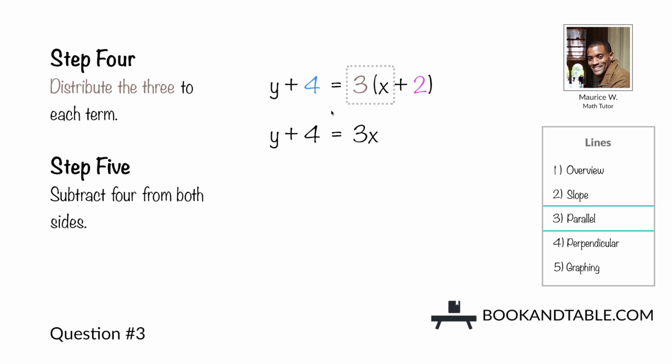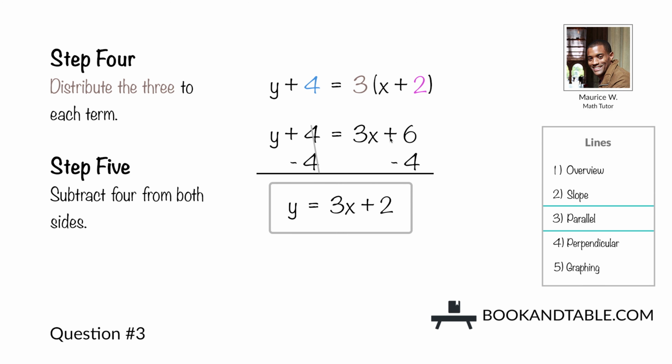So step 4, distribute the 3 to each term. 3 times x is 3x. 3 times positive 2 is positive 6. So we have y + 4 = 3x + 6. We want to isolate y. So to get rid of positive 4, step 5 is to subtract 4 from both sides, giving us an equation of y = 3x + 2.